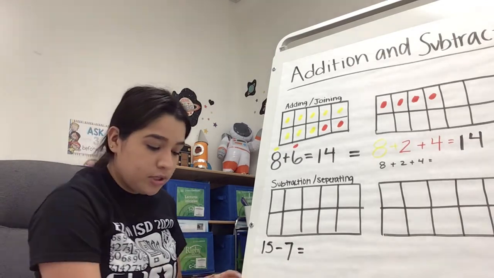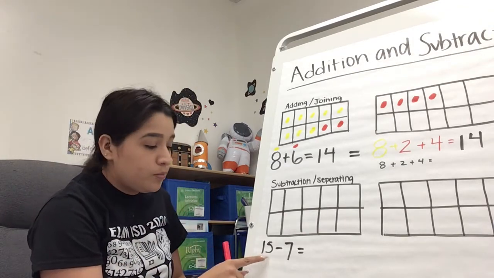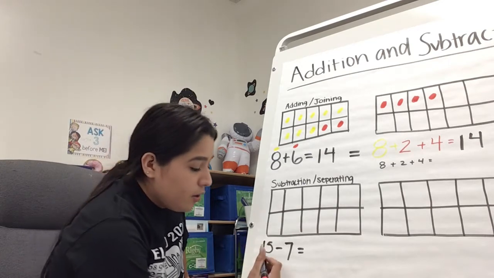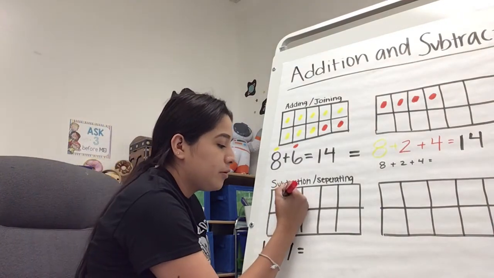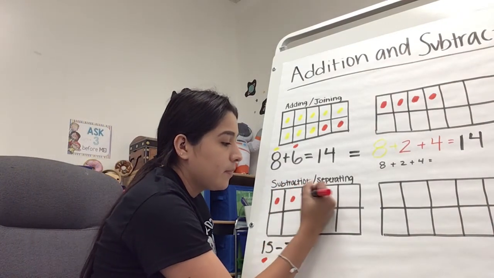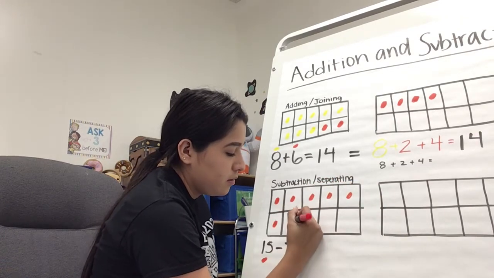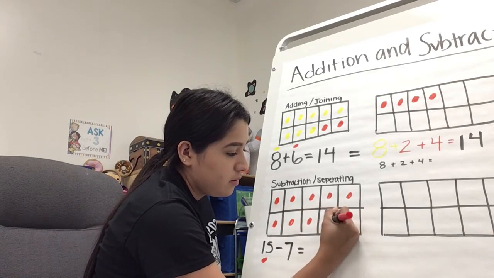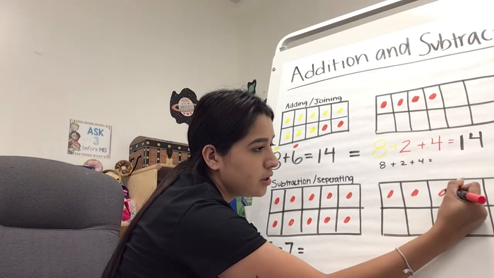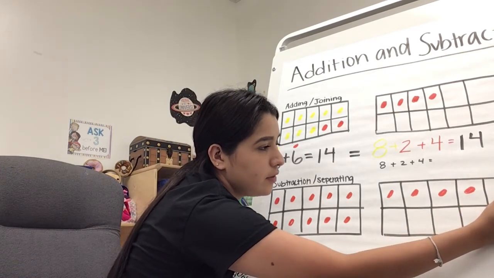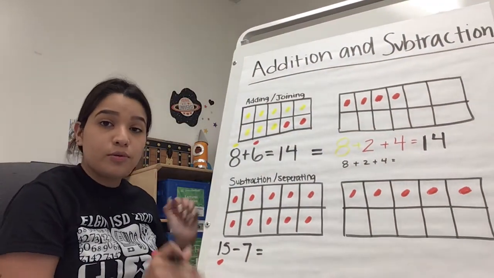So again, we're going to use our counters. So what we're going to do is we're going to put the first number, 15. We're going to use red circles for 15. So let's draw out 15 red circles, excuse me. 11, 12, 13, 14, and 15. So we have 15 red circles.